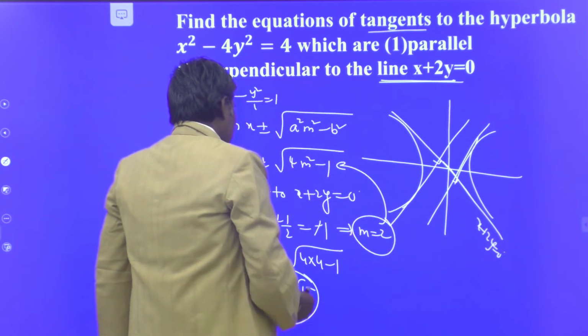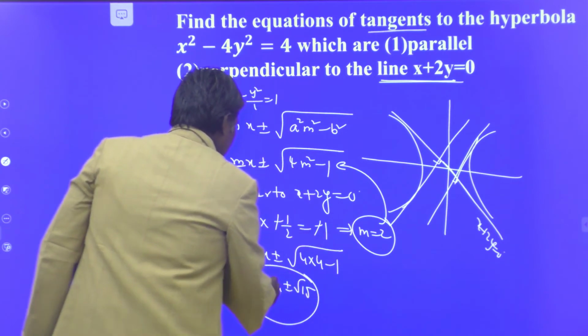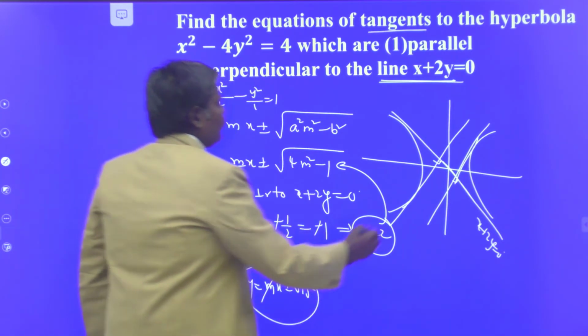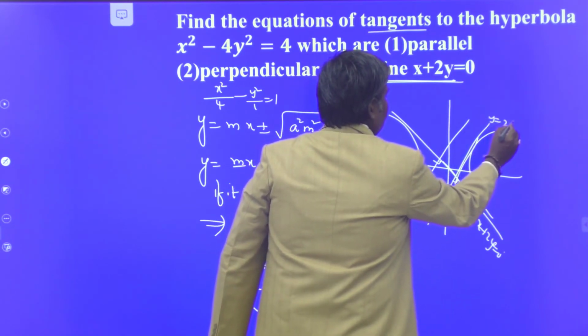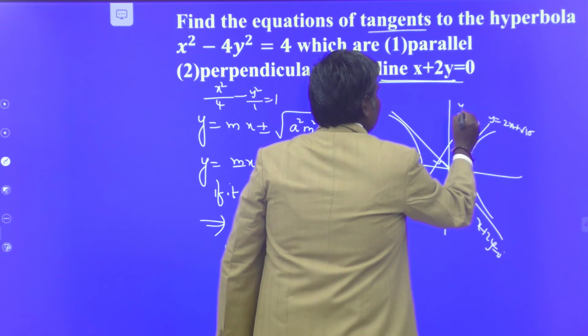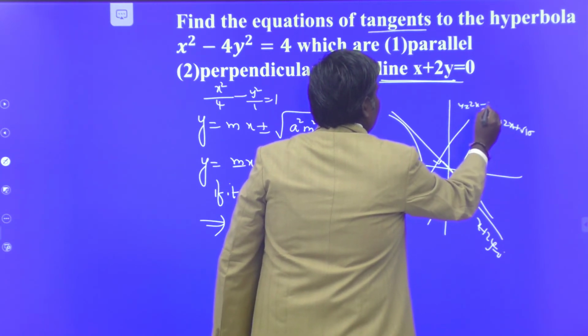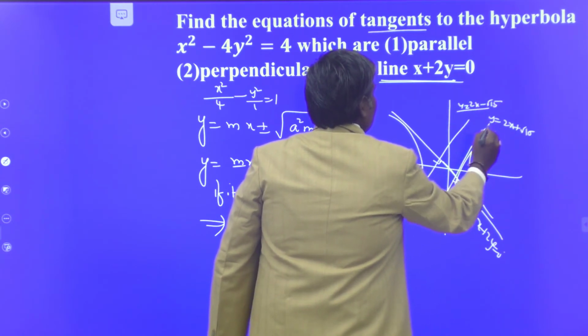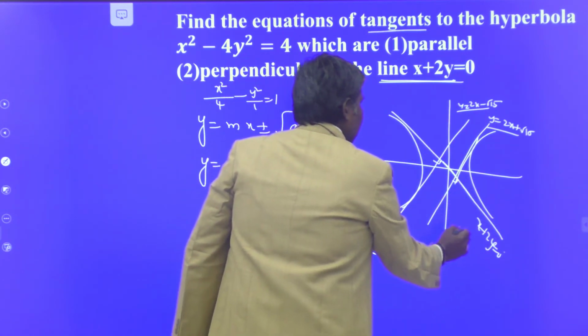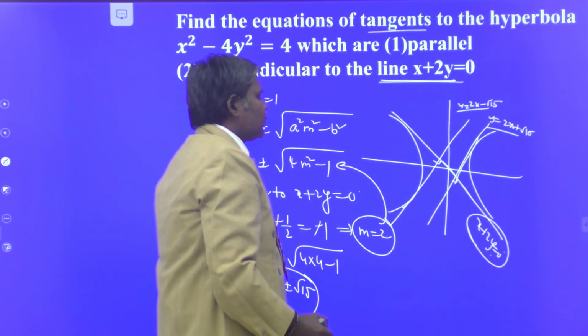This is y = m. What is the m value? 2. You write 2 here: y = 2x ± √15. That is, y = 2x + √15, and another one is y = 2x − √15. These are the two parallel tangents, and these two are perpendicular to the line x + 2y = 0.